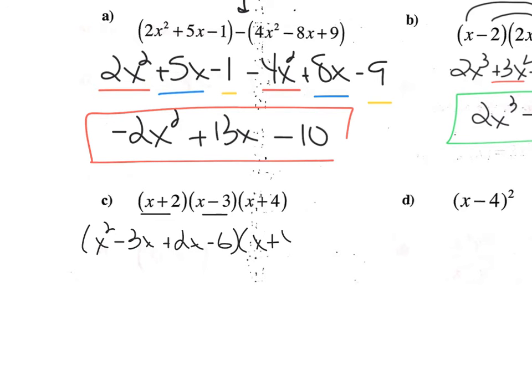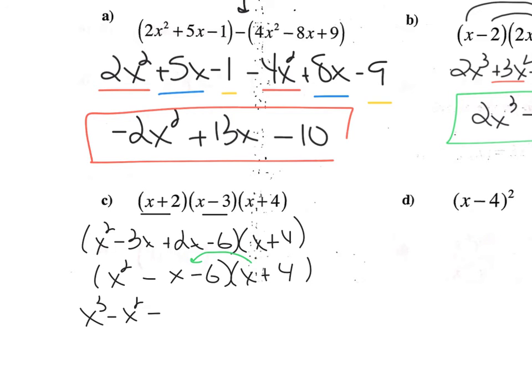I still have that x plus 4. I'm going to simplify this first one. -3x plus 2x is -x minus 6 and x plus 4. And once I get to this step, I'm right back where I was in the last problem. I'm going to take this x right here all the way through, make it x cubed minus x squared minus 6x. And now I'm going to take the 4 all the way through. Multiply everything in there times 4. 4x squared minus 4x minus 24. And then add the stuff that you can. X cubed.